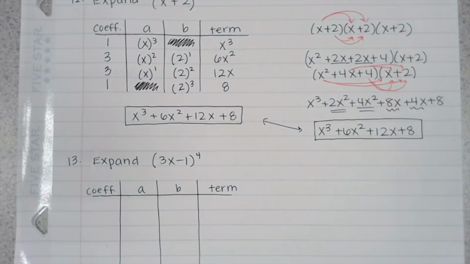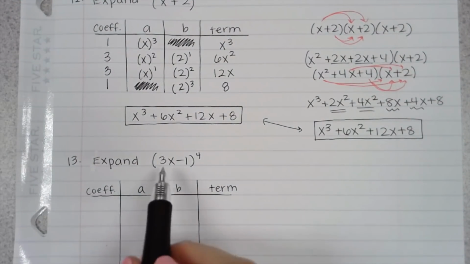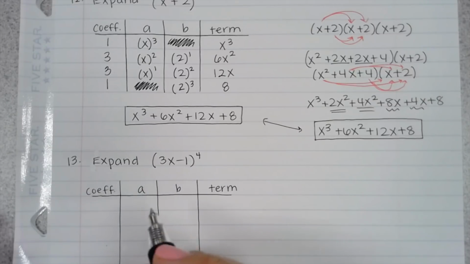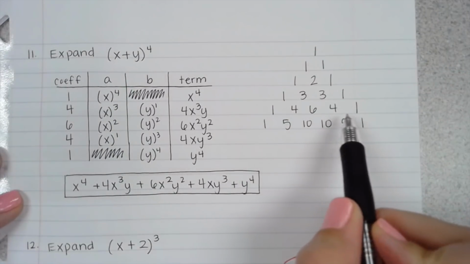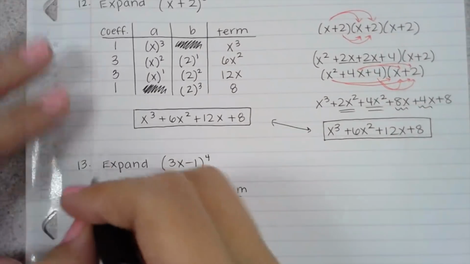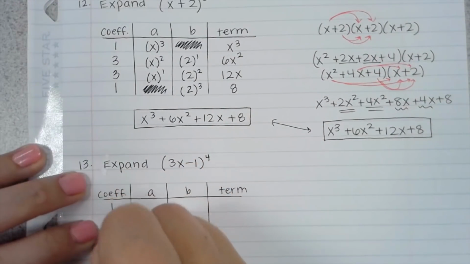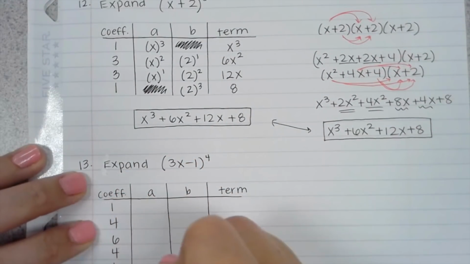So when I'm doing the work for this one, because this one has the 3 in front of the x, I'm just going to be extra careful. The number's 4, so I go 0, 1, 2, 3, 4. So I go to the row in the table that has the 4s in it. So 1, 4, 6, 4, 1. Those are going to be my coefficients.